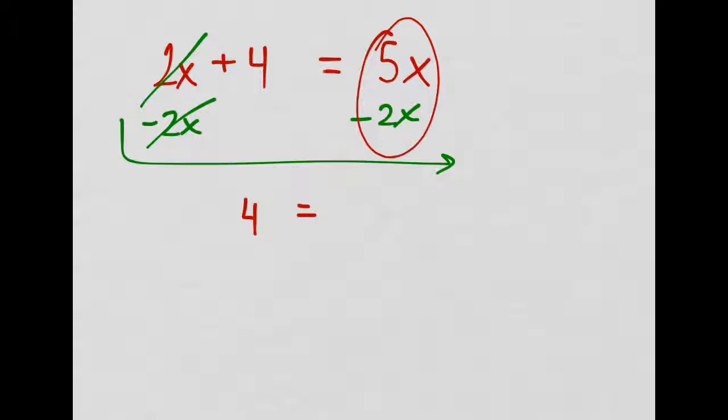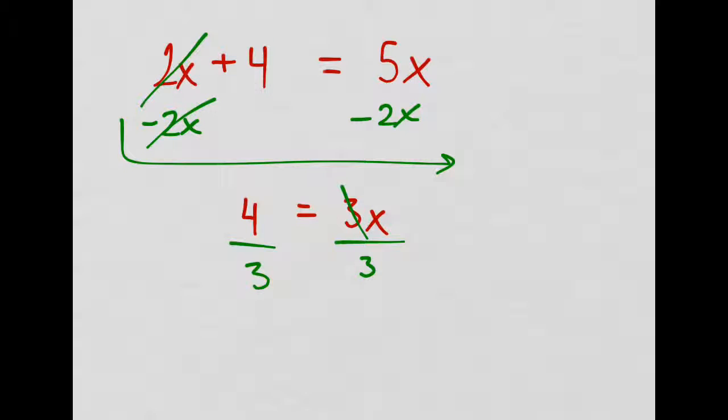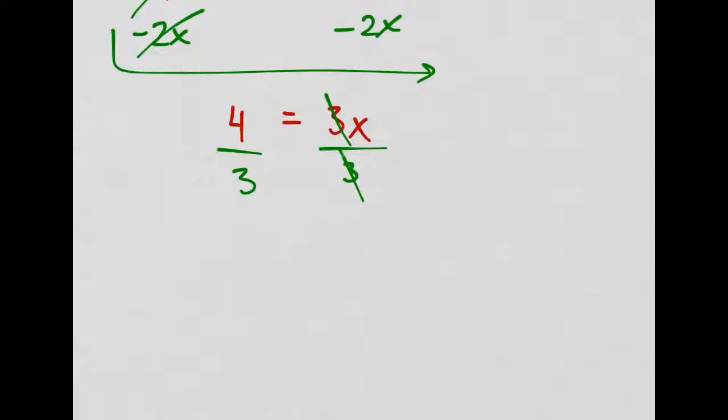And then I have 5x minus 2x. Well, those are like terms, so I can do that. 5 minus 2, that's 3. So this will be 3x right there. And then I'll divide by 3, because that's how I get the x by itself. So I just divide both sides by 3, and then it's just a matter of copying down what I see right there in front of me. And it's just x equals 4 divided by 3. Yeah, there you go. That's the answer.